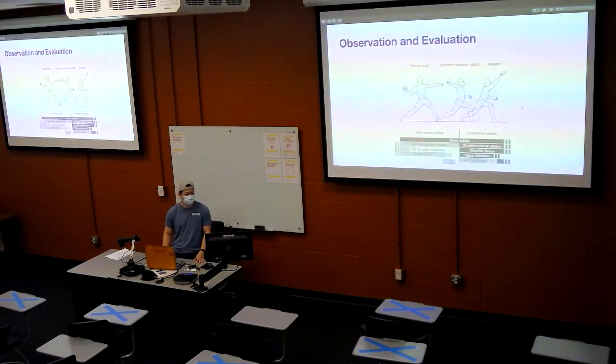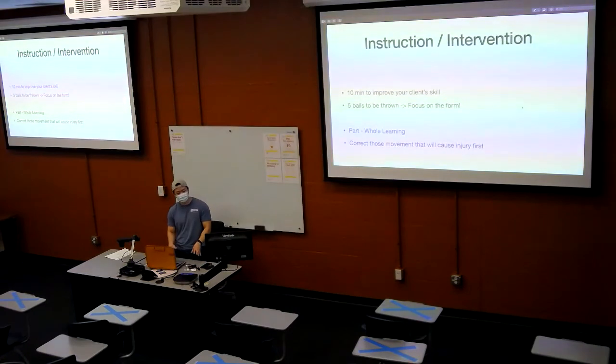Okay. So today you're going to pair up with a partner, and you got 10 minutes to improve their skills, and you got 5 balls to throw. So you can see on the chair there are 10 balls. Each of you will use 5 balls. Try to improve your throwing distance with your non-dominant arm.